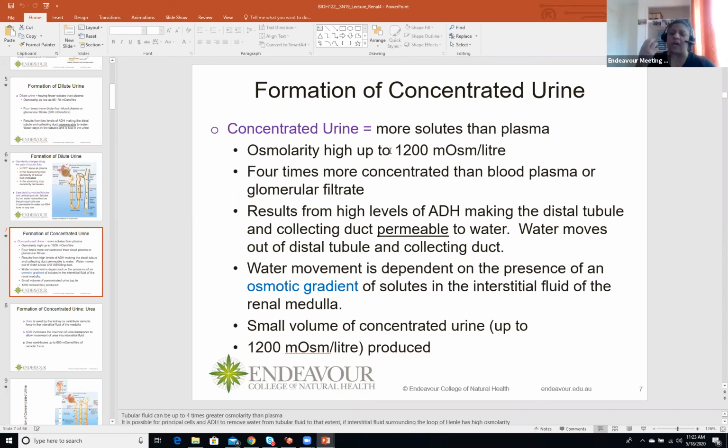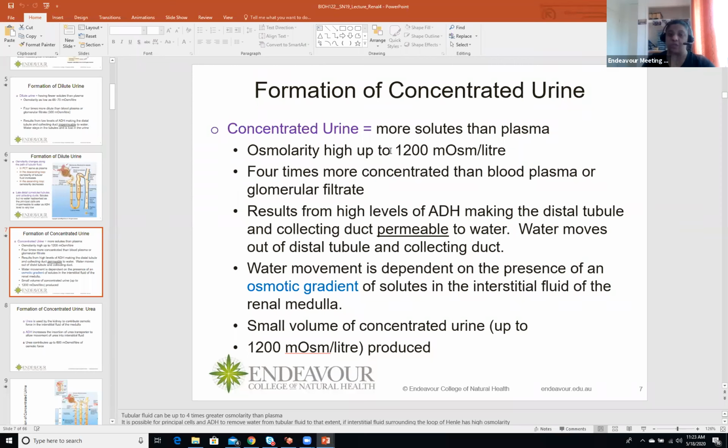So very, very high. A lot of salt is there in the urine with very little water. When will the body do that, or when will the body form concentrated urine? Well, the body forms concentrated urine when your blood volume or your plasma volume is low.